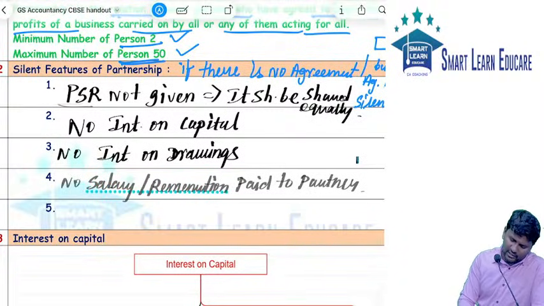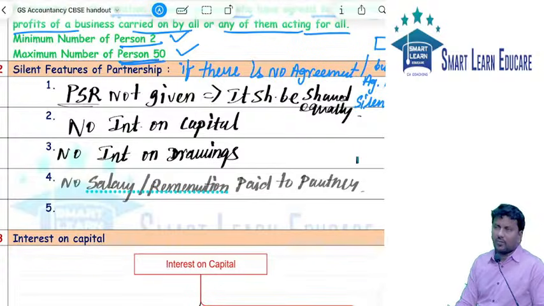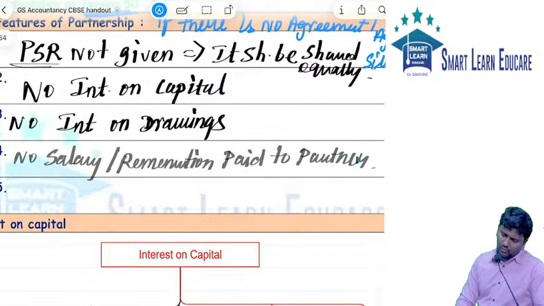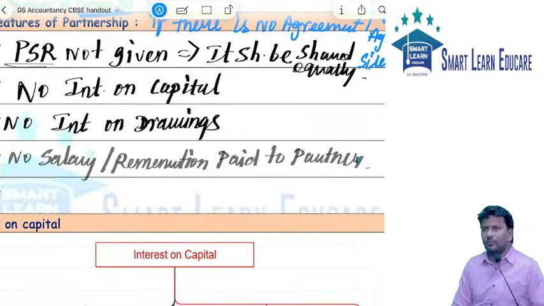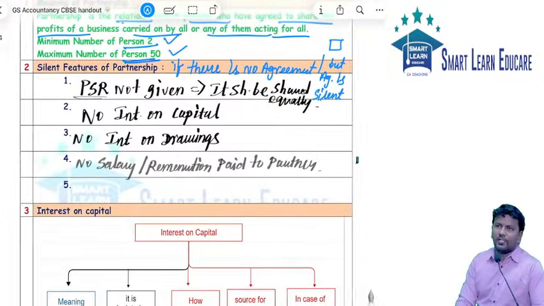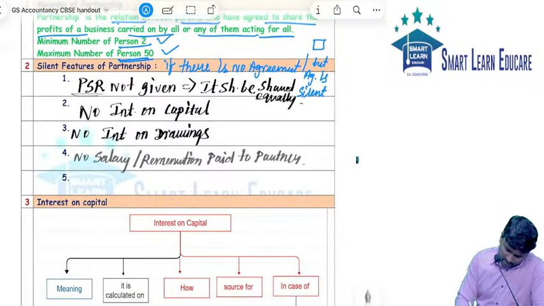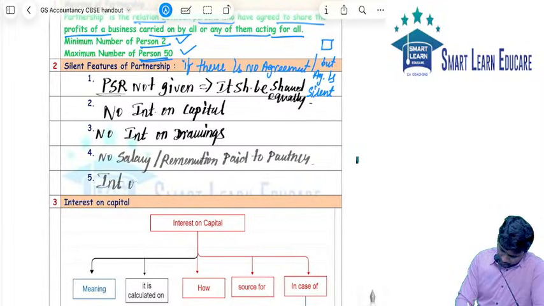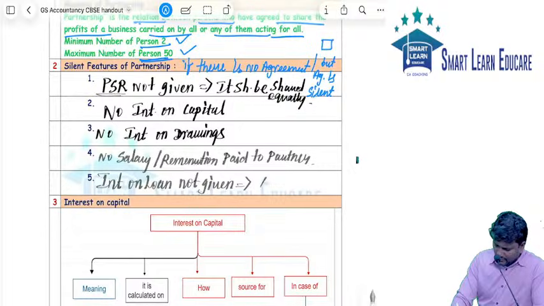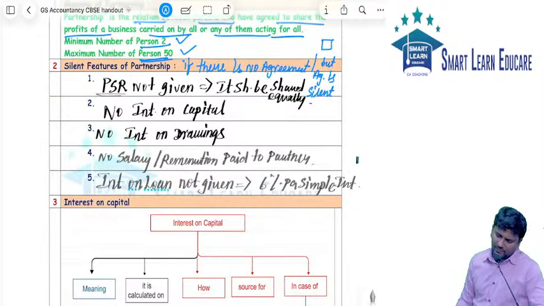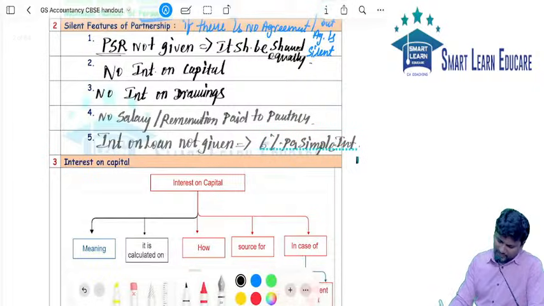First one, profit sharing ratio not given. It should be shared equally. No for three things. No interest on capital. No interest on drawings. No salary or remuneration paid to partner. But interest on loan not given. Interest on loan not given. It should be paid at 6% per annum simple interest. If interest on loan is not given, it should be at 6% per annum simple interest.